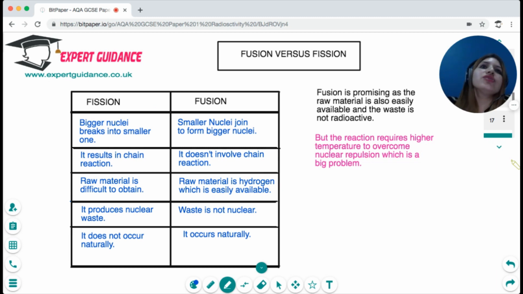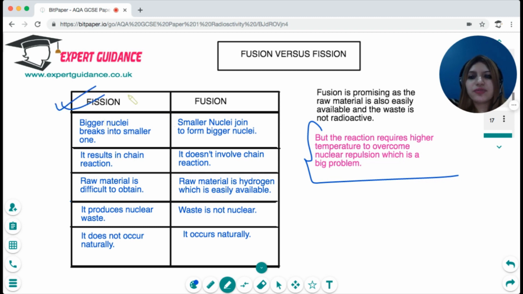It does not produce any harmful or radioactive exposure. But the only problem is the high temperature required to overcome the nuclear repulsion. So this is the difference between fission and fusion.